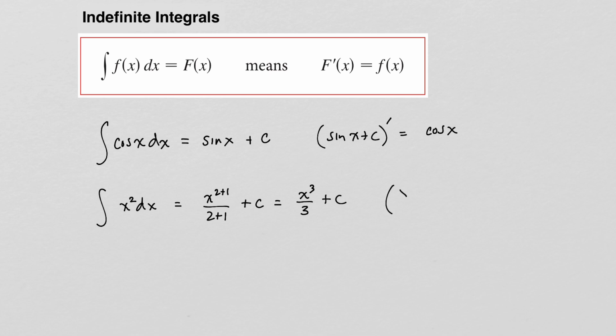And this is true because if we take the derivative of x to the third power over 3 plus c, the power rule for derivatives says that we take the 1/3 here and multiply it by the derivative of x cubed, which is 3x squared. And of course, the derivative of c is 0, and 1/3 times 3x squared is x squared.